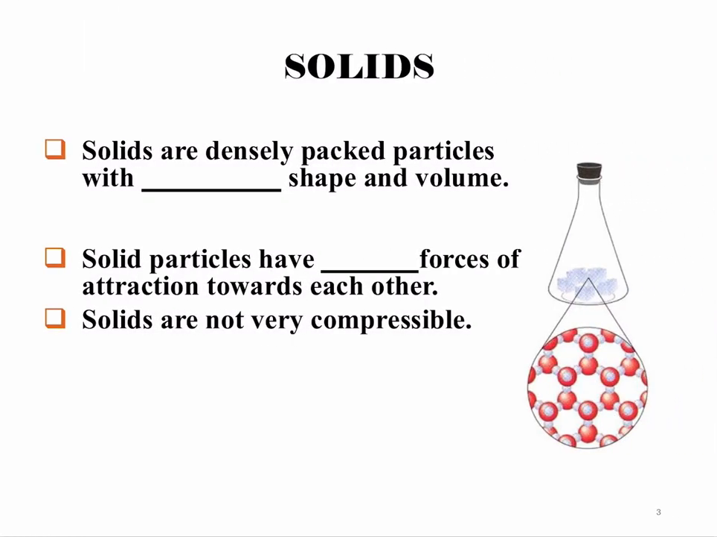And so the way we define a solid is densely packed particles with a definite shape and volume. What does that mean? So solids aren't something that's flowing, right? So whatever shape they hold, they keep that shape. So they have a definite shape, right? They have a definite volume because that shape doesn't expand or contract into a larger volume.